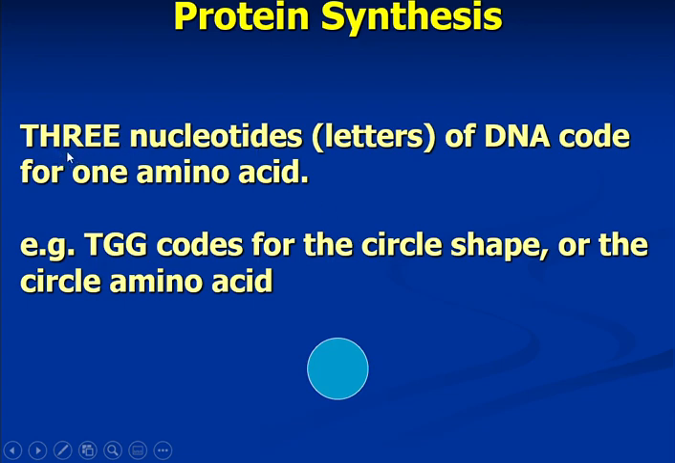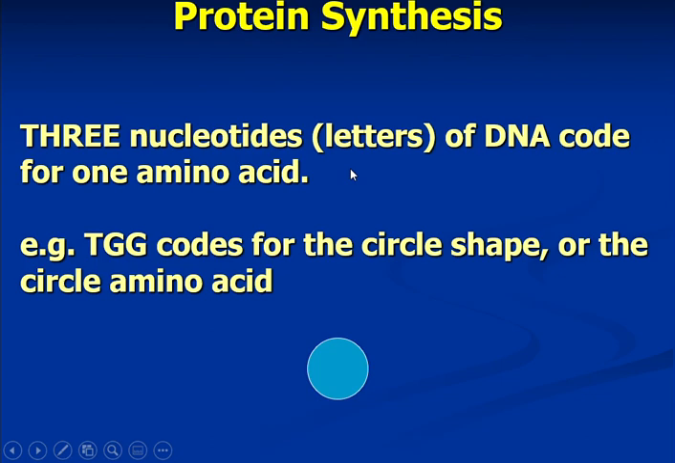So if 3 nucleotides give 1 amino acid, let me ask you this. If I want to create a chain of 50 amino acids for this one protein, how many nucleotides am I going to need? Well, I'm going to have 150 nucleotides. How did I get there? Well, if 1 amino acid needs 3, then 50 is going to need 50 times 3, which is 150 nucleotides.